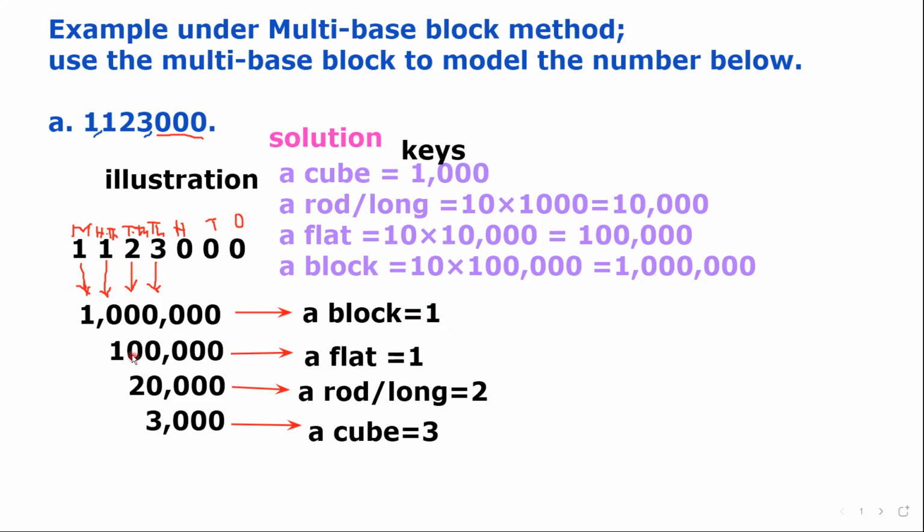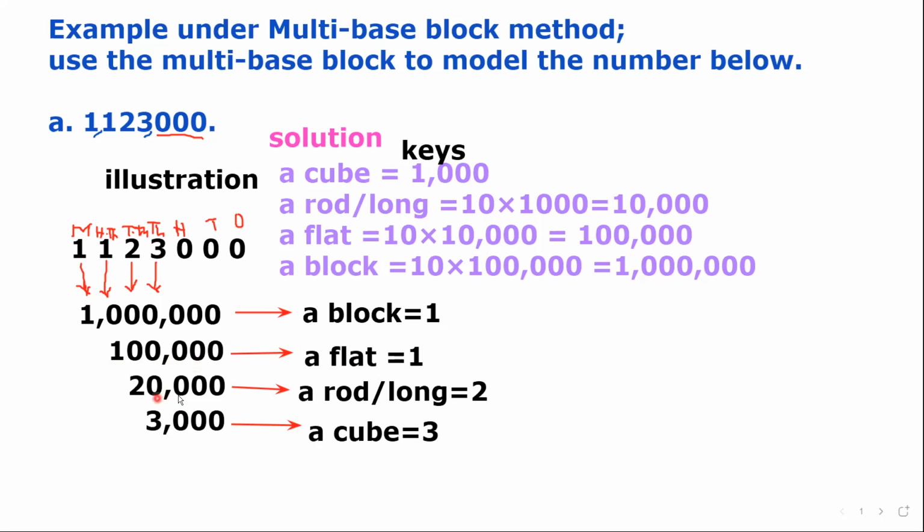Then when you have the 100,000, you choose a key that is nearest to or equal to 100,000. And we realize that we have a flat which is also equal to 100,000. Then you choose a flat. And based on that, how many flats are you going to construct or draw? Looking at this one here, you can see clearly that one flat is equal to 100,000, and the number here to model is only 100,000. So we will draw only one flat.